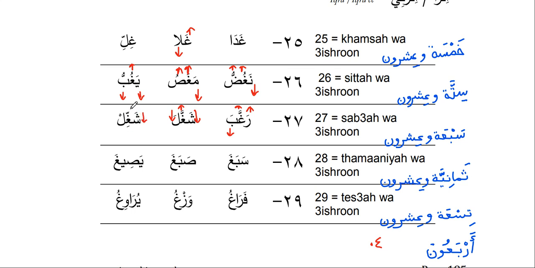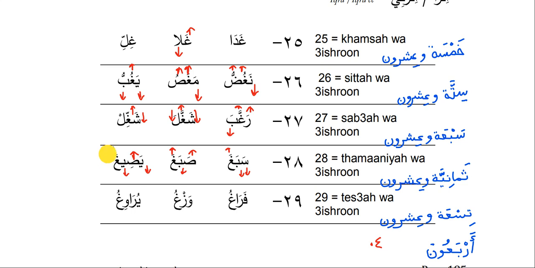شغي, still it is heavy. شغيل. صبغة, both are light and ghain is heavy. صبغة, this is heavy, this is light, and this is heavy. Ya is light. يصيغ, this is heavy, still it's heavy, and this is light.